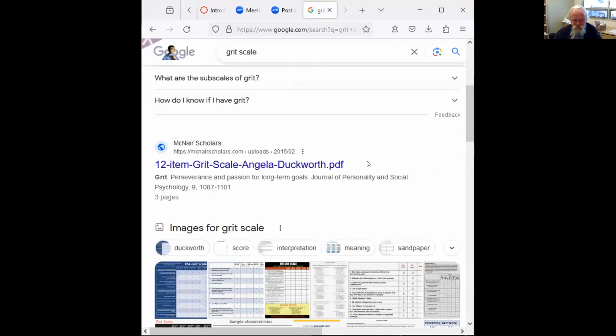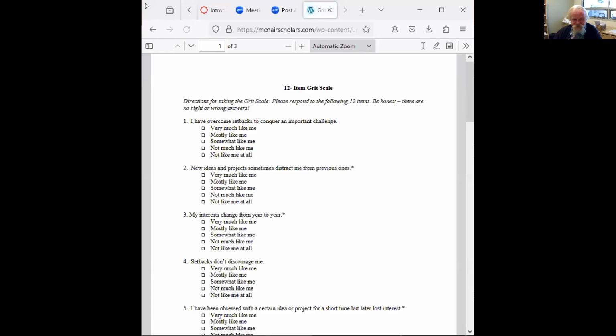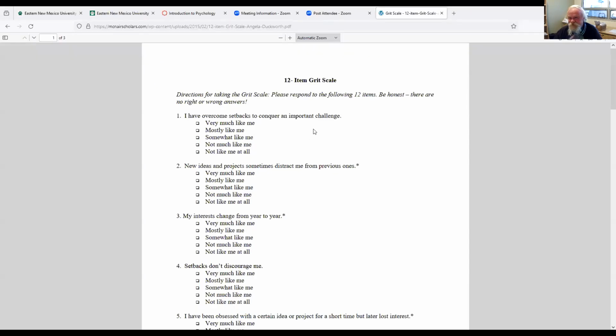Let's just see. Here's a 12-item grit scale. All right, and this is the way we're going to be setting ours up. We have the item here, and then you're going to have a rating scale under this, okay? This one looks like it ranges from 0 or 1 through 5, okay? It says the directions for taking the grit scale. Please respond to the following 12 items. Be honest. There are no right or wrong answers, okay?